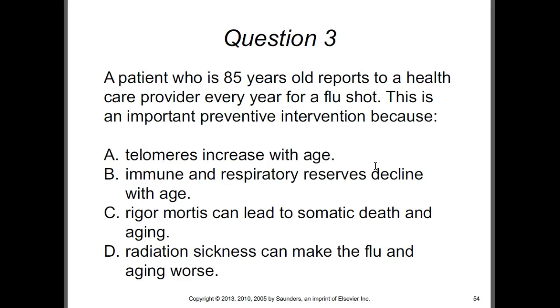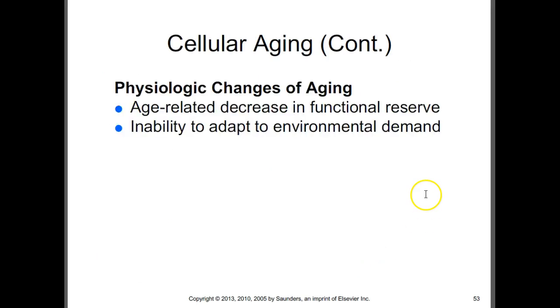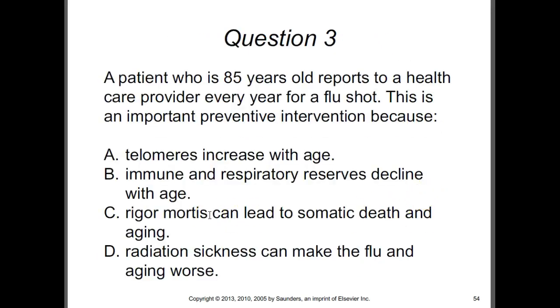This is an important preventive intervention because A, telomeres increase with age, B, immune and respiratory reserves decline with age, C, rigor mortis can lead to somatic death and aging, D, radiation sickness can make the flu and aging worse. So C and D, I'm going to have you look those up to make sure that you understand that neither one of those is true. Telomeres I just showed you, and so we're going to go with B, immune and respiratory reserves decline with age.